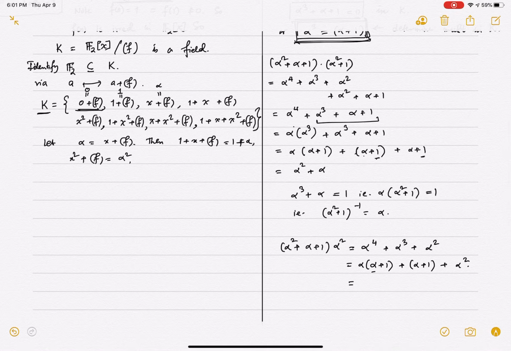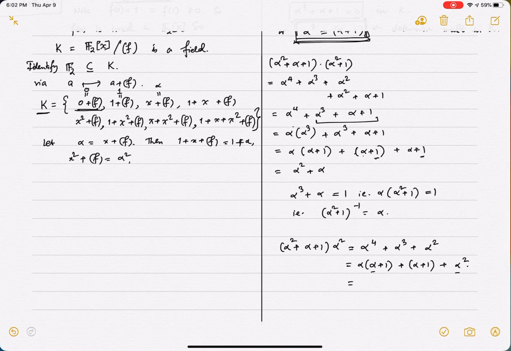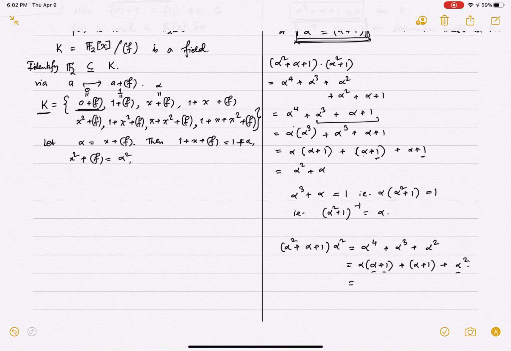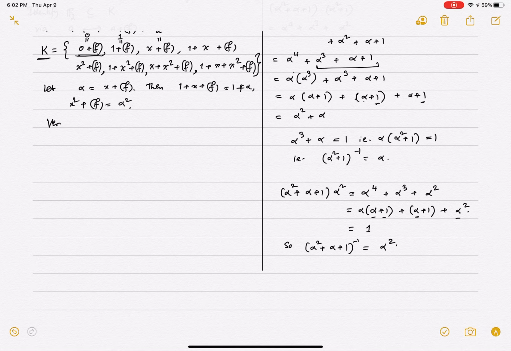And you see that there is an alpha square here and alpha square here. That becomes 0. Then an alpha here and alpha here. That becomes 0. So this is just 1. So alpha square plus alpha plus 1 inverse is alpha square. And then you can finally also verify that K is 0, 1, alpha, alpha square, alpha cube, alpha to the 4, alpha to the 5, alpha to the 6, and alpha to the 7 is 1. Back to 1 again. So those are the 8 elements.